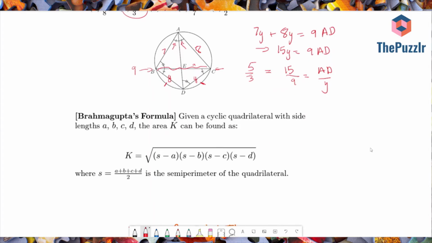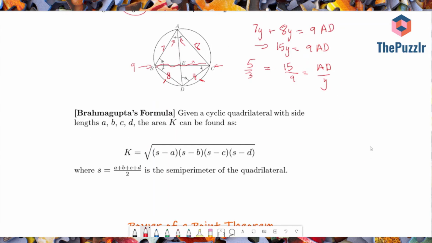So a formula that's basically Heron's formula, but for quads. Given a cyclic quad with sides a, b, c, d, the area K can be found as the square root of (s minus a) times (s minus b) times (s minus c) times (s minus d), where s is equal to (a plus b plus c plus d) divided by 2, or just the semi-perimeter of the quad. So this is quite an important theorem, and you can probably see the resemblance that it has with Heron's theorem for triangles.